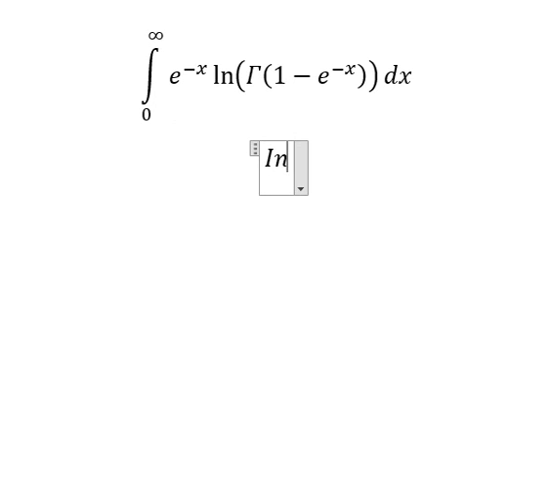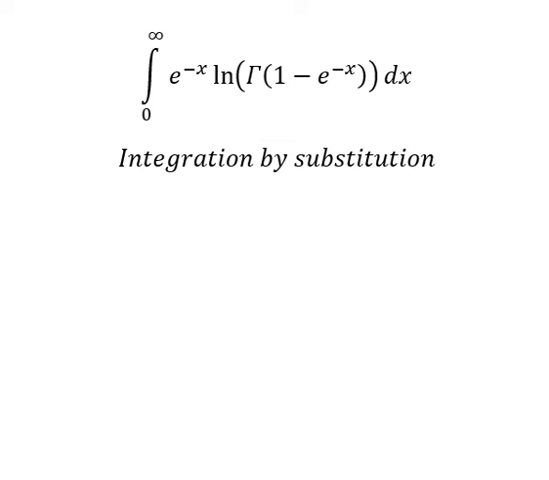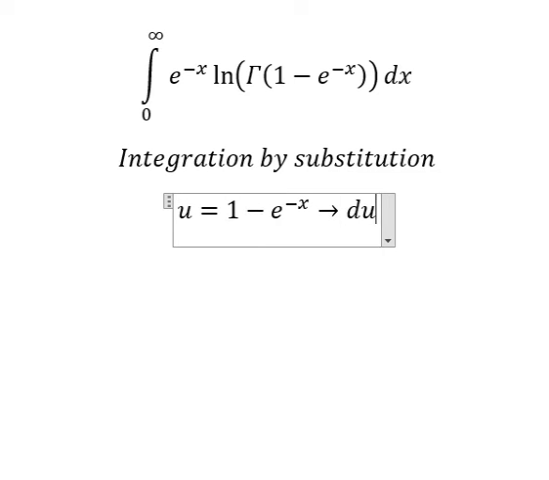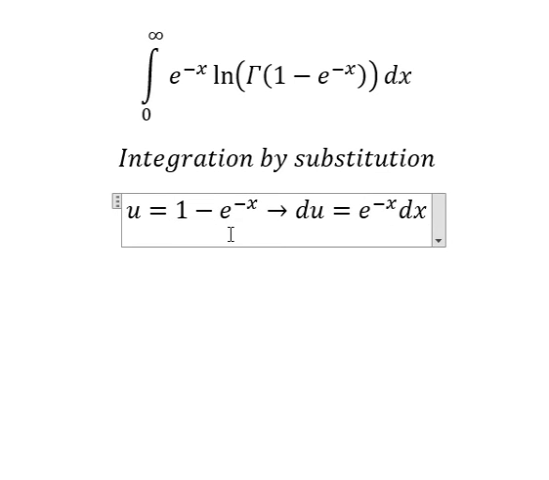We need to use integration by substitution. So I will put u equals to this one. If we first take the derivative of both sides, you get du equals e to the power of negative s ds, because the derivative of e to the power of negative s is negative e to the power of negative s, but we have another negative sign in here. That's why you get positive.